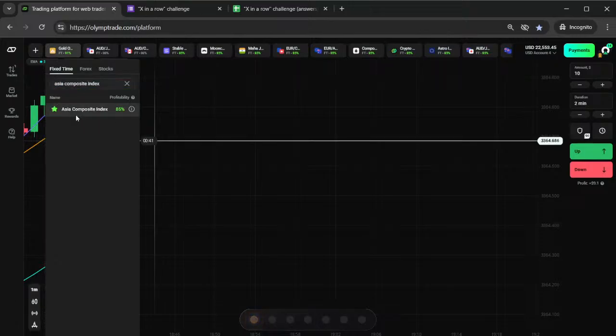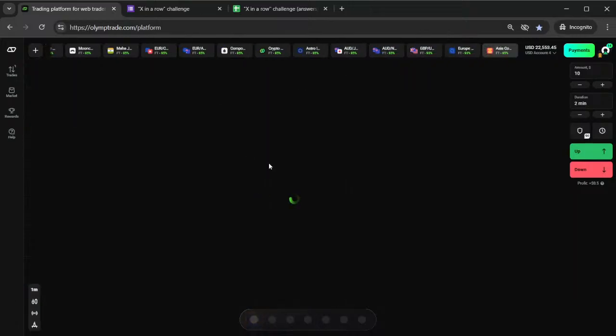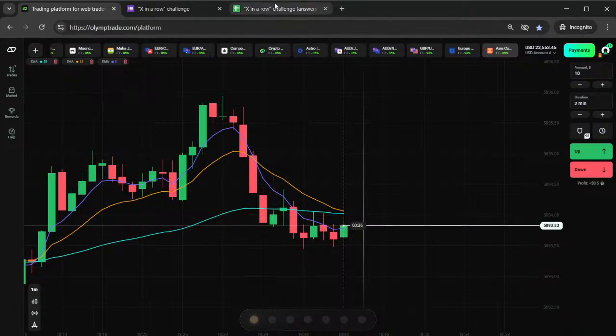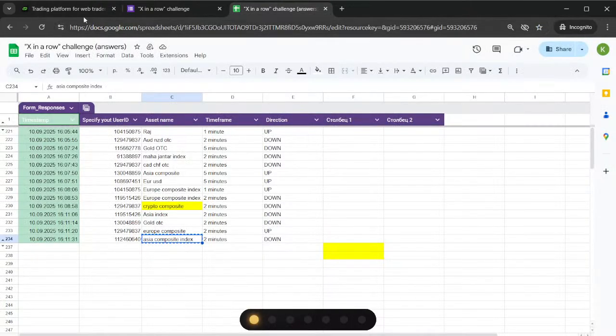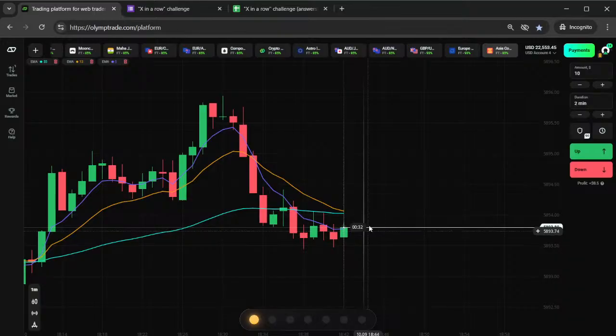Traders, if you want me to use any specific strategy, you can mention that also in the comment section. Like right now I am using Friday strategy. So in this one EMA we are using.